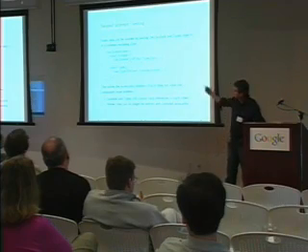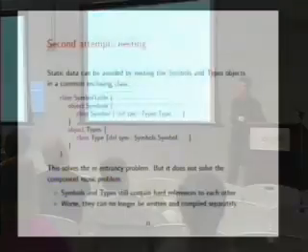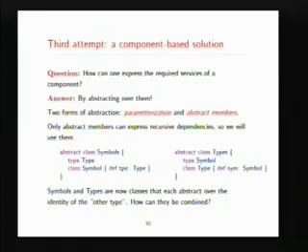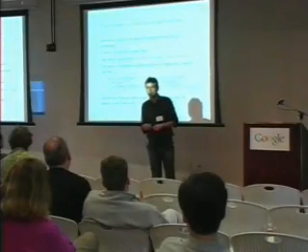So that's not really what you want. So the question is, how can you get more or less that, but still maintain separate compilation and different source files? So the third attempt is a component-based solution, where the problem is, how can you express the required services of a component? In that case, we'd have two, symbols and types, and symbols requires a type abstraction, and types requires a symbol abstraction. And the simple answer is, well, abstract over them. And what do you have for abstraction? You have parameterization and abstract members, but because these things are recursive, only abstract members remain, because for parameters we know no recursive references.